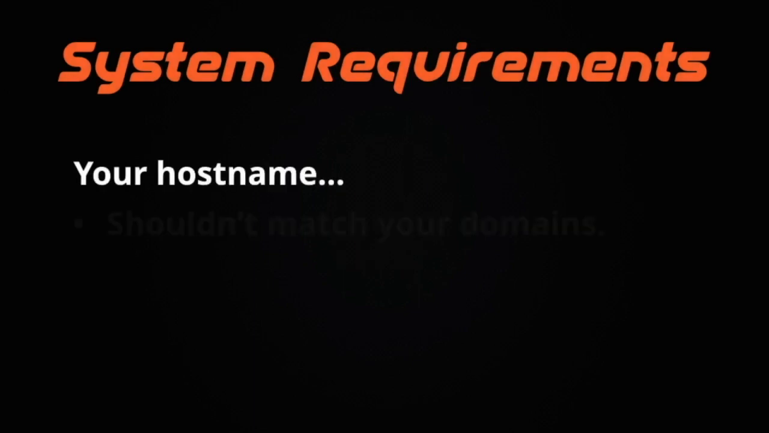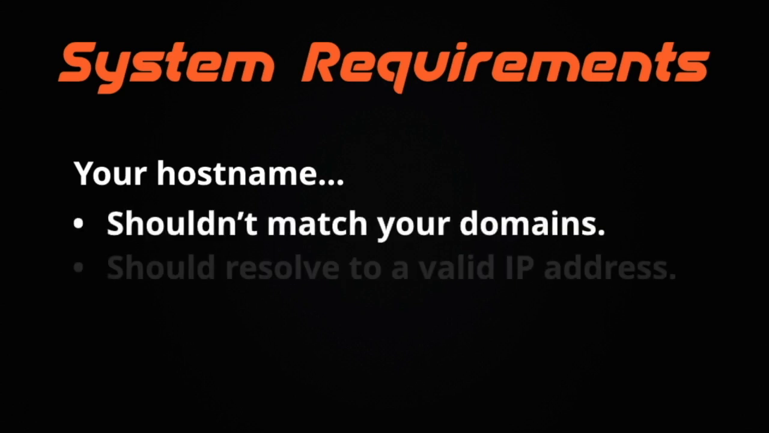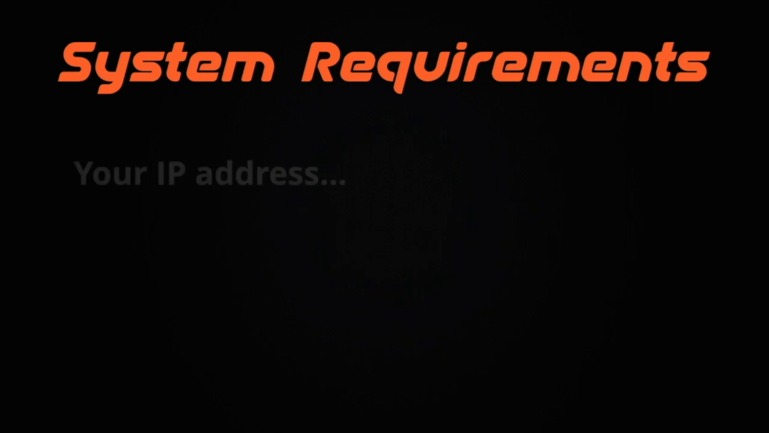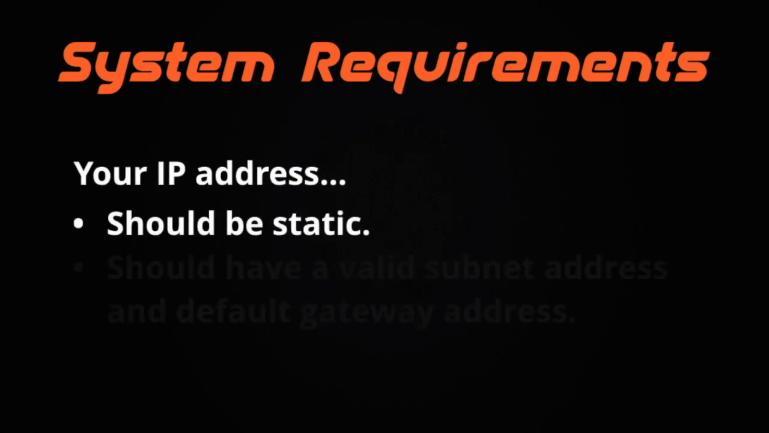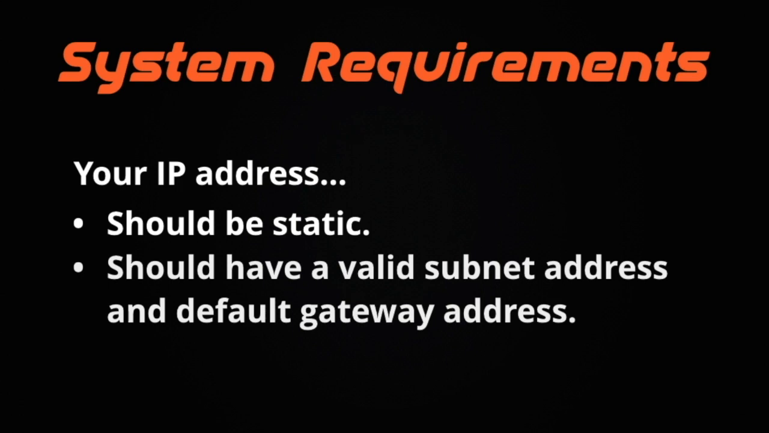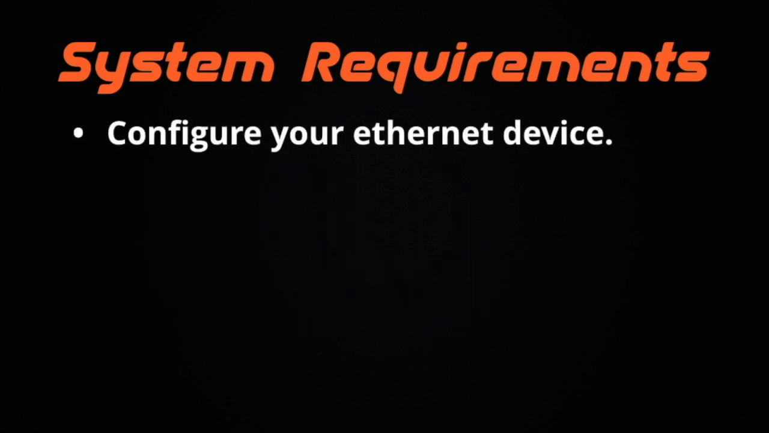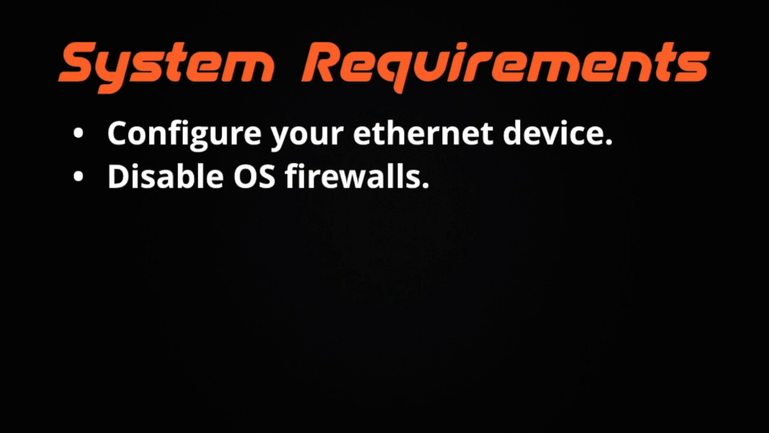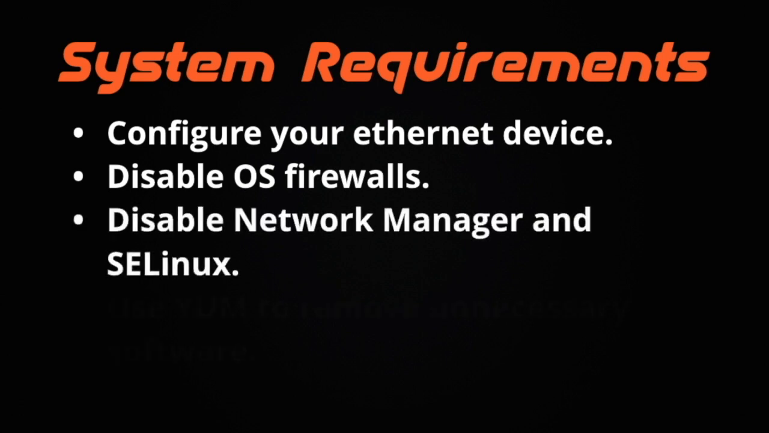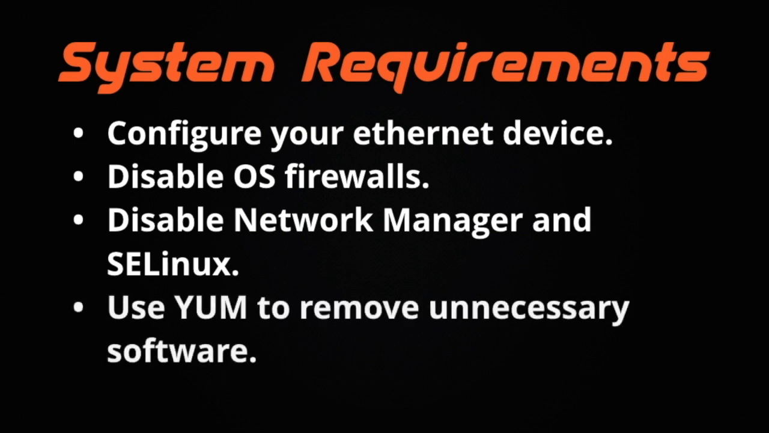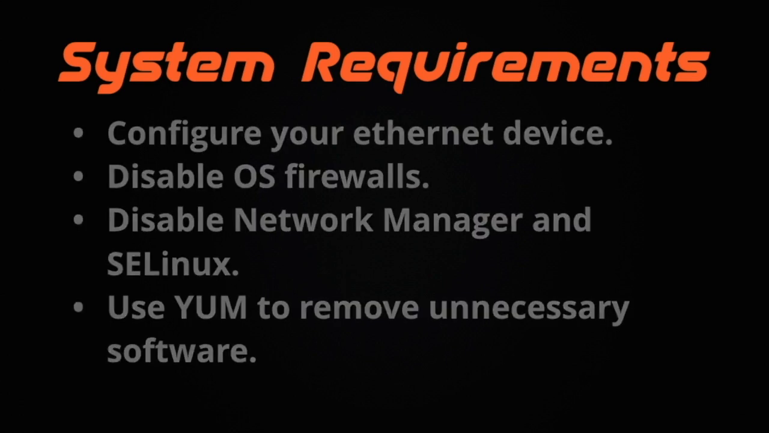Before you can start installing, you need to make sure that your system meets all of our system requirements. Your host name shouldn't match any of your server's domains, and it should resolve to a valid IP address. That IP address should be static, and you should have a valid subnet address and a default gateway address. You'll also need a one-to-one NAT configuration if your server's on a NAT-configured network. You're also going to need to configure your Ethernet device, disable any operating system firewalls, and disable the Network Manager service and SELinux. It's a good idea to use Yum to make sure you don't have any unnecessary software sitting around on your server.